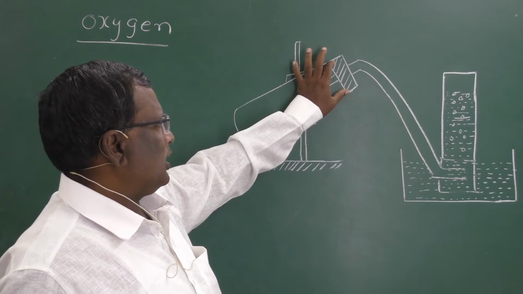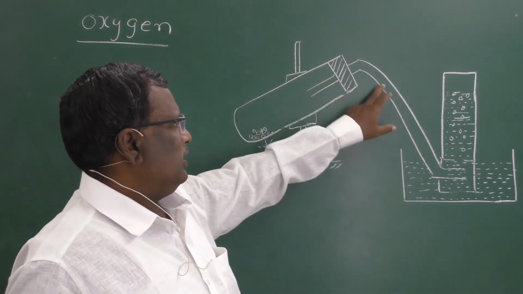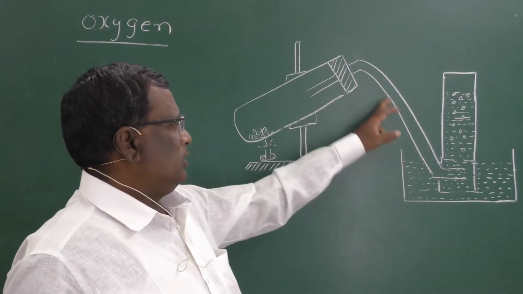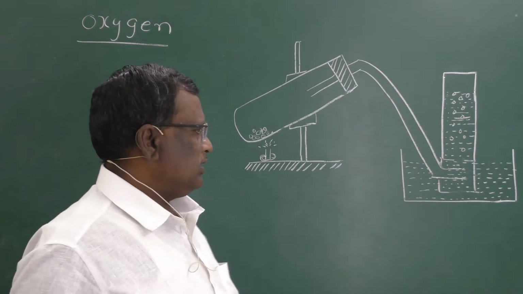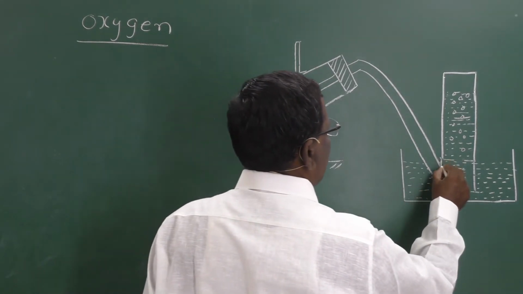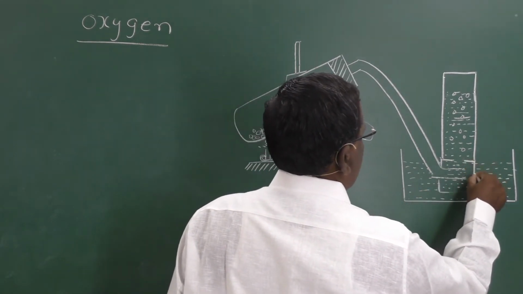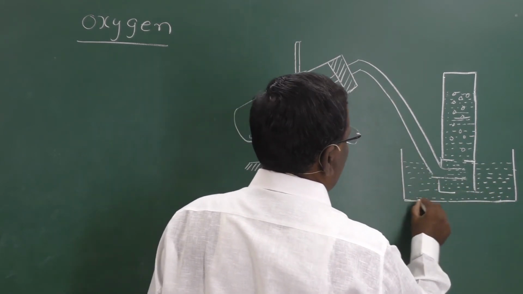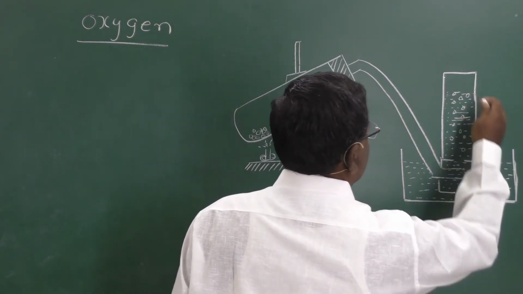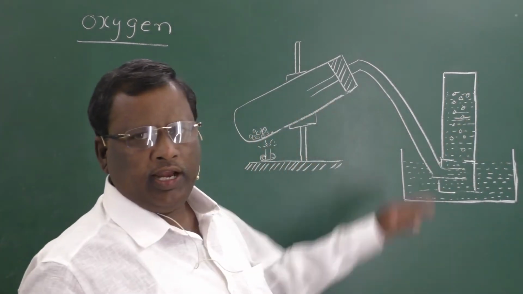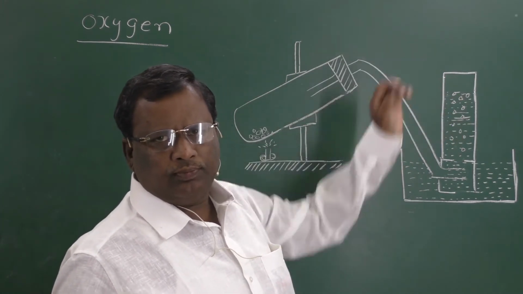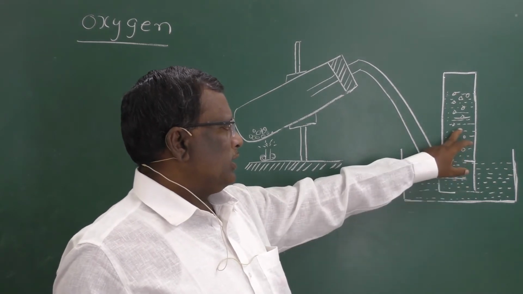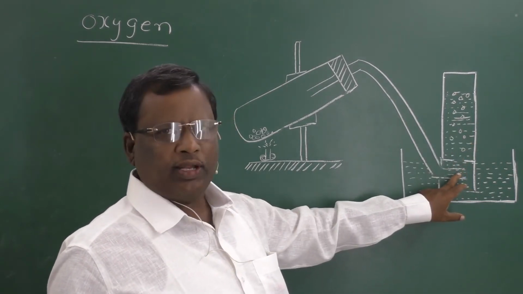single-hole rubber cork fitted, and this is a glass tube. It is bent like this and it will be introduced into the beehive shelf, which is kept in water. This is a jar containing a certain amount of water. A glass collecting jar is filled with water and it will be inverted on the beehive shelf, so that the gas which appears here will enter into the gas collecting jar through this beehive shelf.